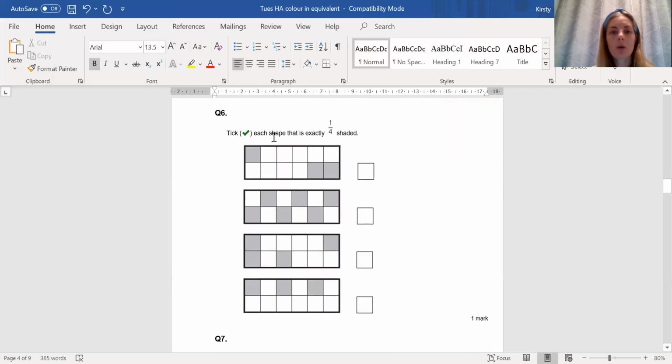Question number 6. Which shape is exactly 1/4 shaded? So again, write the fraction. How many has been shaded here? 3 out of 1, 2, 3, 4, 5, 6, so out of 12. So 3/12. Does that equal 1/4? You write 3/12, you write 1/4, and you see if you can do your equivalent fraction. Does it make an equivalent fraction? If it works out, then you would say yes. If it doesn't, you would put no. Leave it blank.